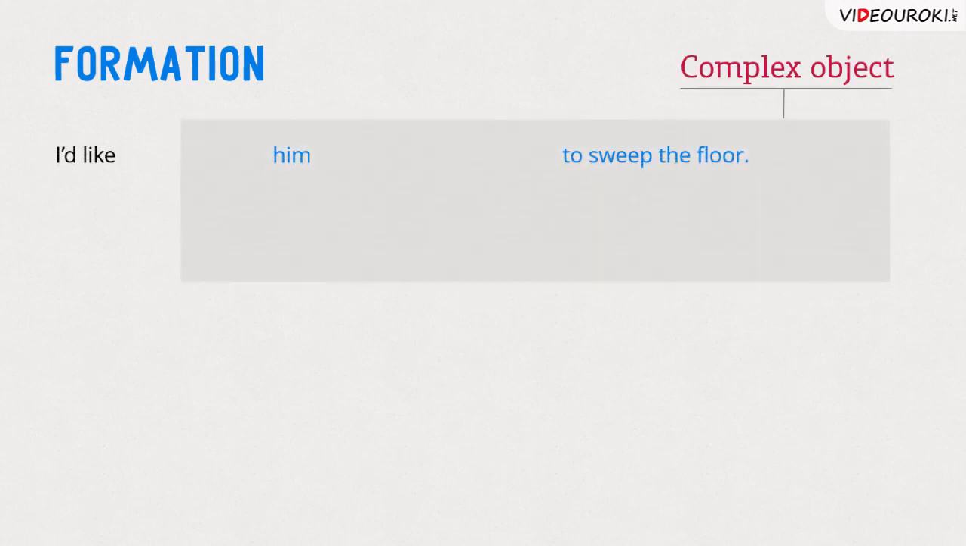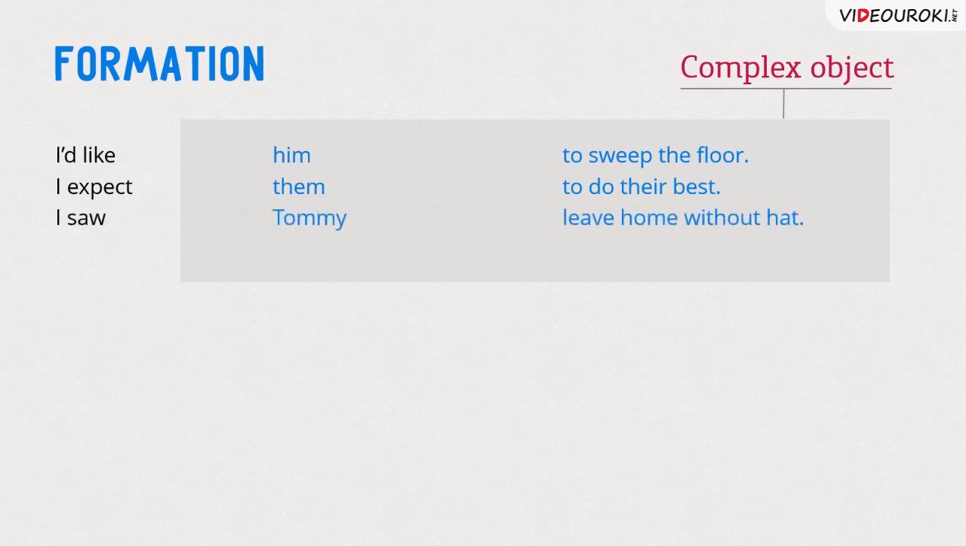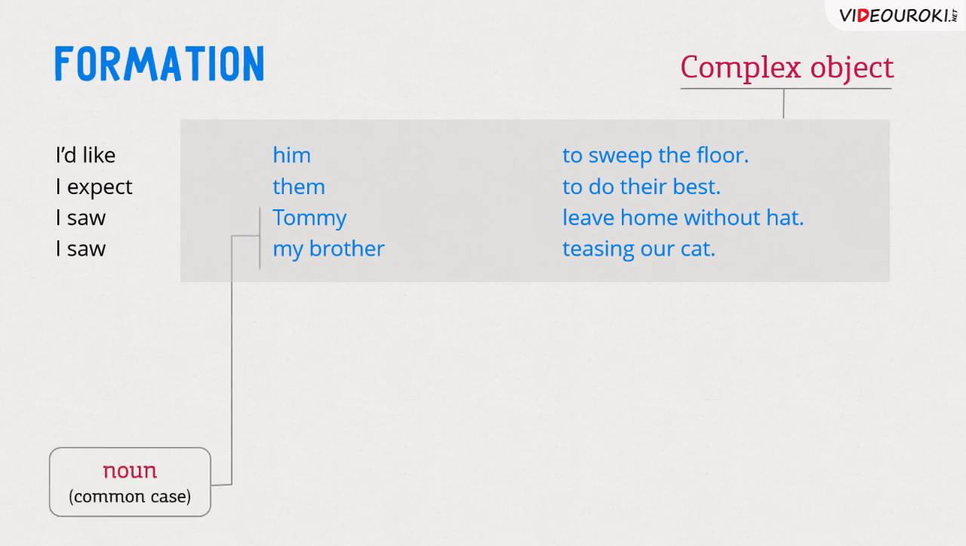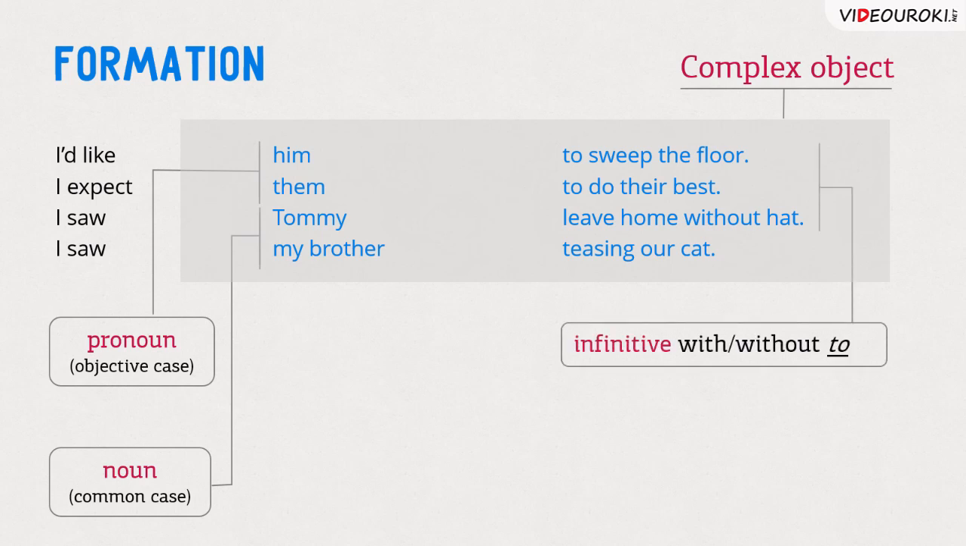Now let's consider the formation of the complex object. Look, I'd like him to sweep the floor. I expect them to do their best. I saw Tommy leave home without a hat. I saw my brother teasing our cat. What parts does the complex object consist of? It consists of a noun in the common case, Tommy, my brother, or a pronoun in the objective case, him, them, plus infinitive with or without to: to sweep, to do, leave, or the ing form, teasing.